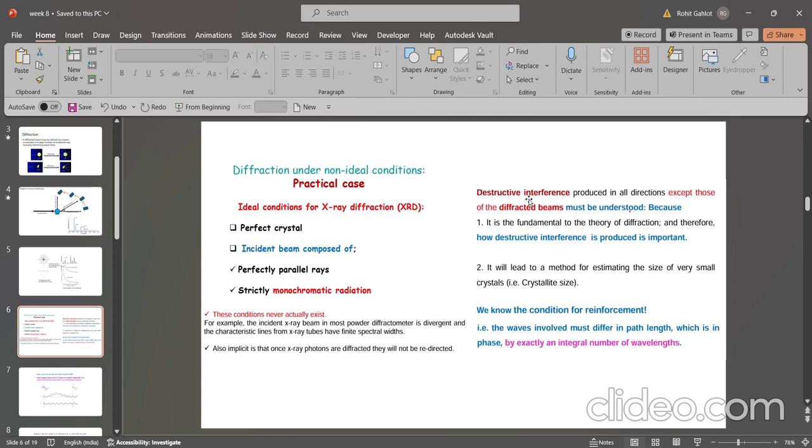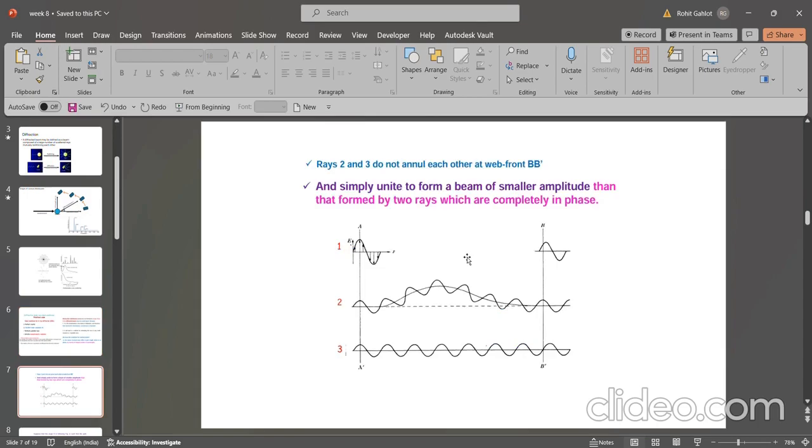Then, how destructive interference is produced in all directions except those of the diffracted beams must be understood, because it is fundamental to the theory of diffraction. It is important, as it will lead to the method for estimating the size of very small crystals. The condition for reinforcement means that the waves involved must differ in path length by exactly an integral number of wavelengths, for constructive and destructive interference.